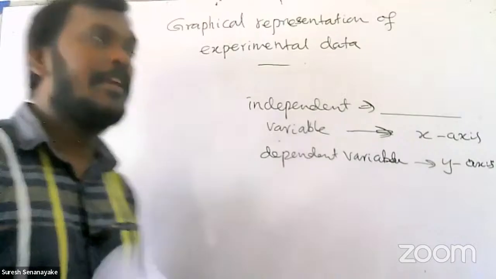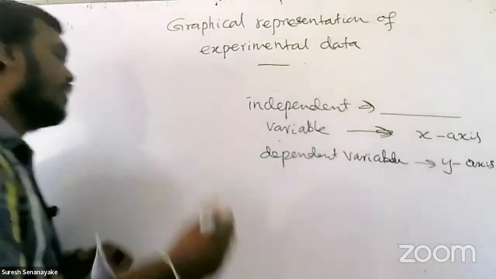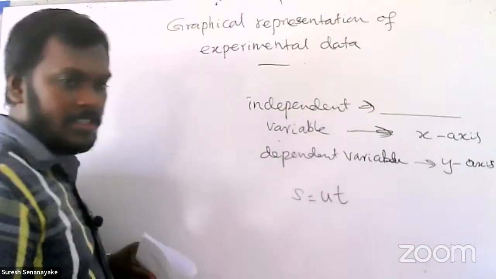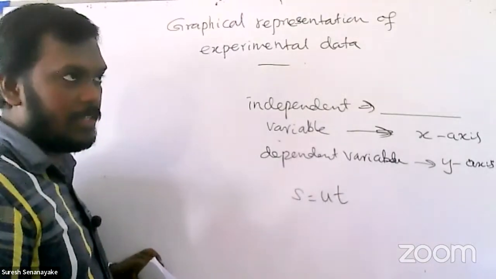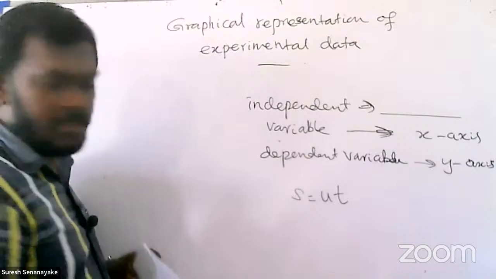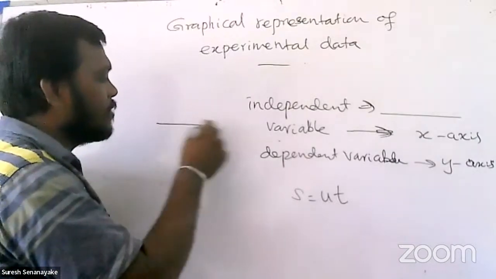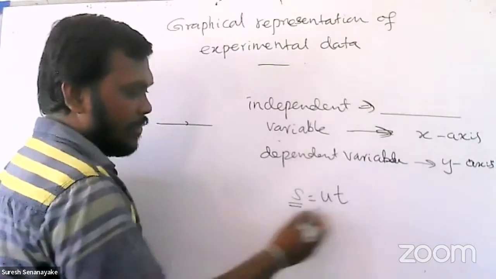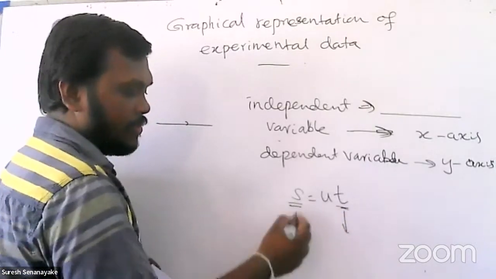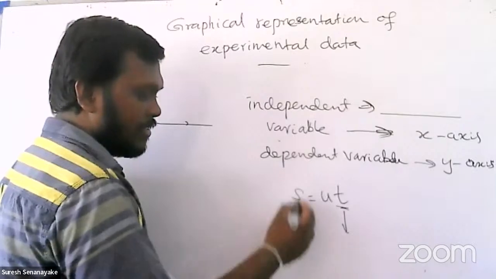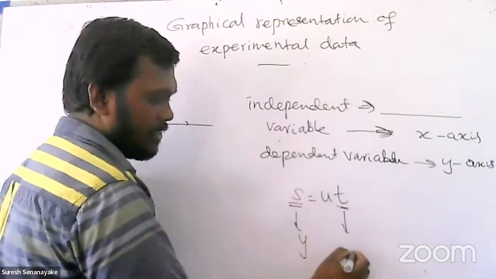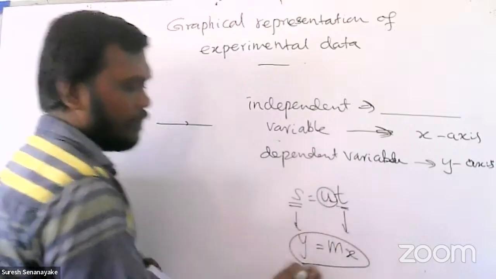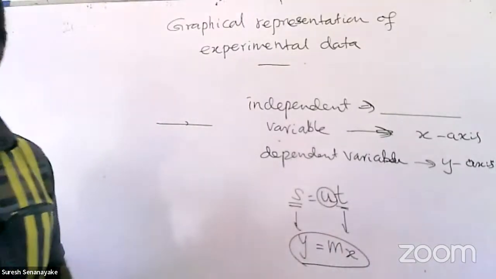Then as an example, let's say I'm considering the equation s equals ut, right? I'm going to study the motion of a vehicle, a vehicle moving with a constant speed. So I can measure the distance with the time, where t is the time. So this equation I can write like this, with s on the y-axis and t on the x-axis. So this will be the y equals mx type graph we can take, right?